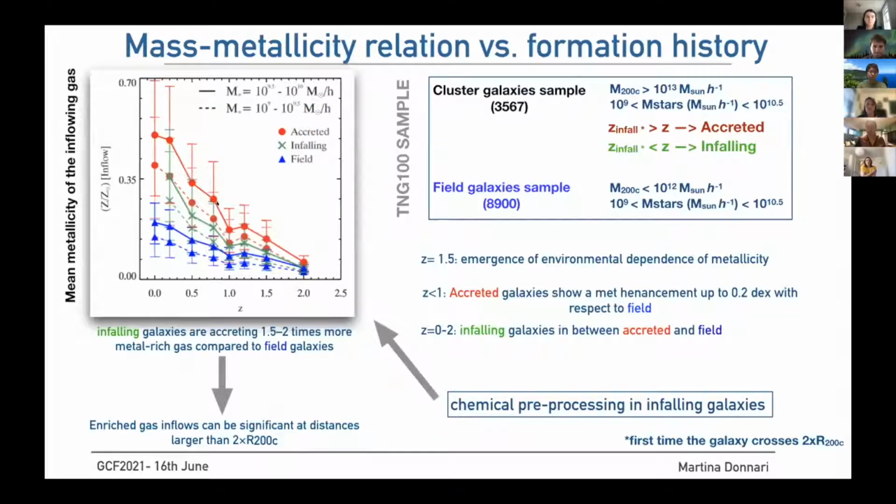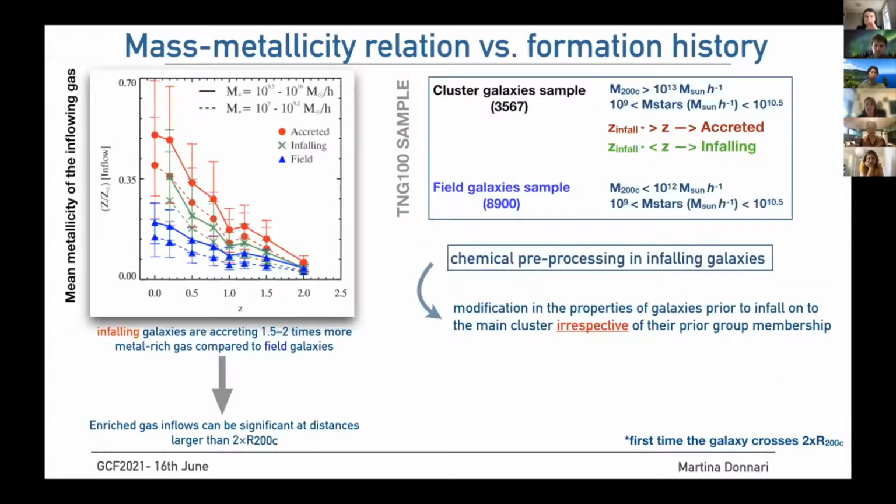Indeed, if we just have a look at the mean metallicity of the inflowing gas, you can see that the infalling galaxies, which are these red points here, are accreting at least 1.5 or 2 times more metal-rich gas compared to the field ones. And so we can actually see that metal-rich gas inflows can be important and significant at distances larger than 2 times R200. In this case, when I'm talking about preprocessing, I'm speaking broadly, because I'm talking about a modification of the properties of galaxies prior to the infall into the main cluster, but completely irrespective of their prior group membership.